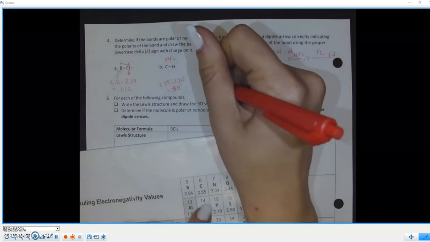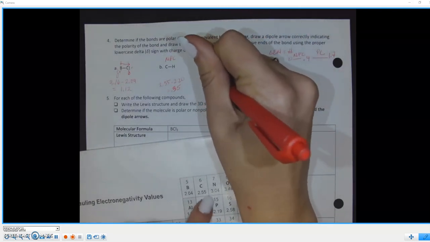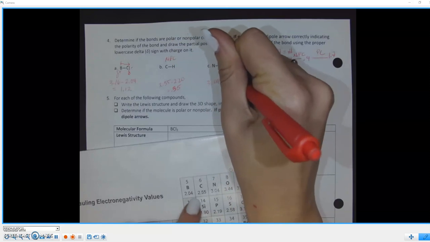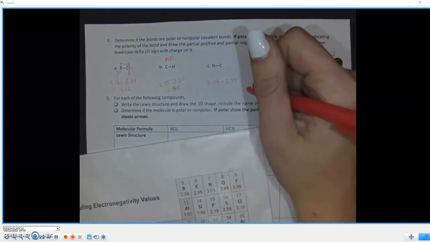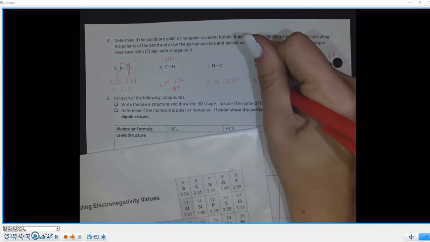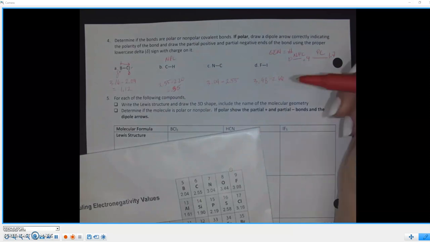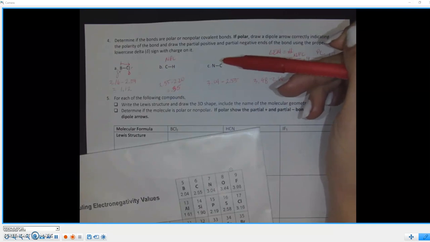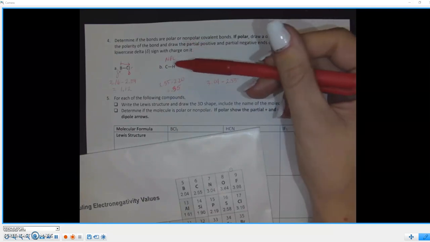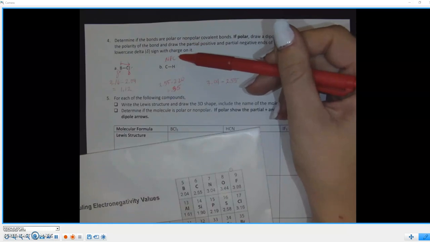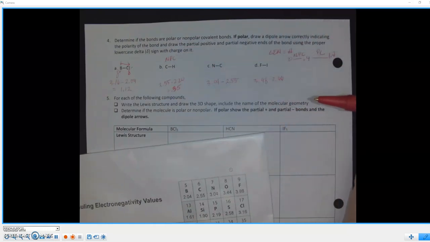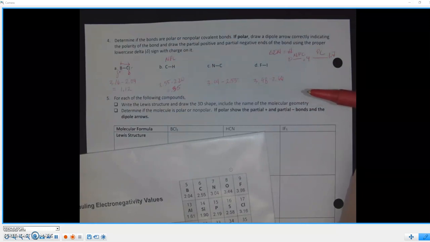Okay, so this is what I want you guys to do. The electronegativity of nitrogen is 3.04 and carbon is 2.55. Fluorine is 3.98 and iodine is 2.66. So determine if they are polar or nonpolar. If they are polar, I want to see dipole arrows and partial charges, and if it's nonpolar, we'll just put nonpolar covalent above it. So take a moment, do that, and then we'll start the second video, and I'll have that completed so you can check your work.